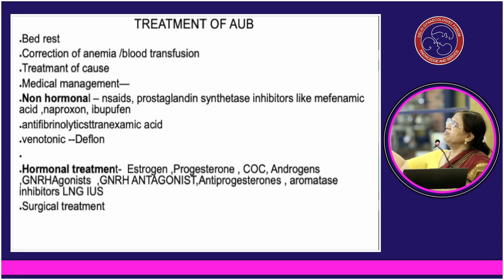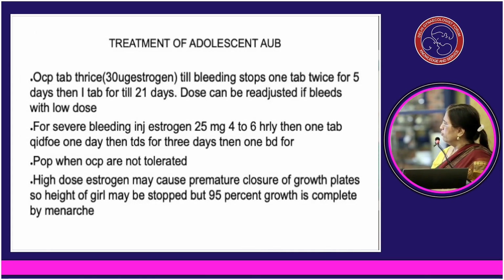And for the medical management of AUB in adolescents, that is an entirely different topic. There is a concern about closure of growth plates, so height growth will be stopped, but they say that 95% of growth occurs by the menarche. So you can go for it, and life-threatening things have to be treated first.